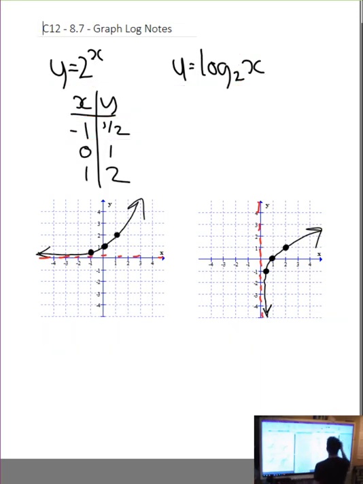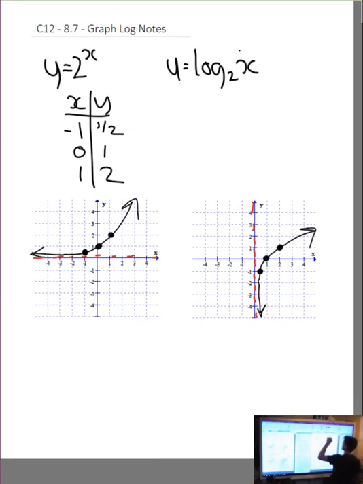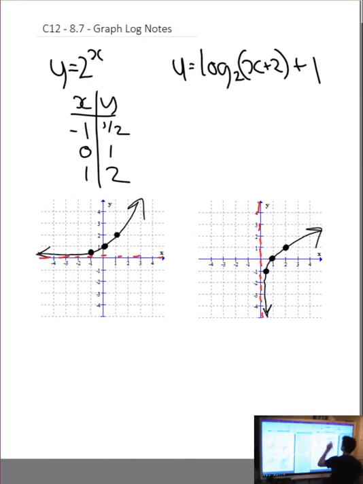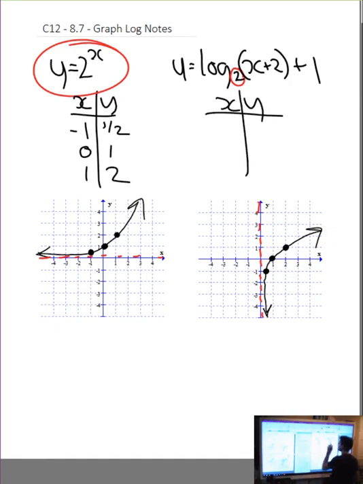So what if I want to graph something very similar to what we did last time, but instead say log base 2 of (x plus 2) plus 1? Again, I have base 2, so the first thing I would do is graph 2 to the x. Then again, I would make a table of values and switch x and y. Then I would just do transformations.